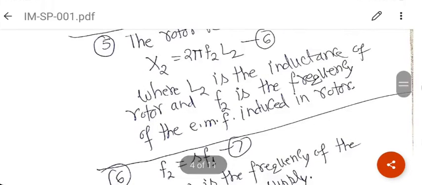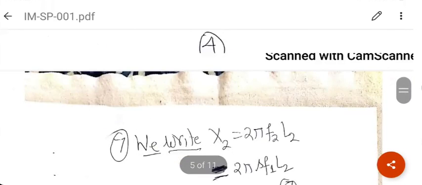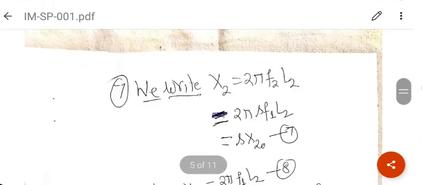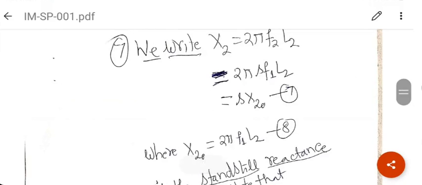So if you plug in this value of F2 in equation 7, back in equation 6, you get X2 as 2 pi F2 L2, which is 2 pi S F1 L2. And if I define 2 pi F1 L2 as rotor's reactance at standstill, that means at S equal to 1, then the reactance at any other speed or at any other slip is S multiplied by X2 naught. Of course, when slip is 1, then X2 equal to X2 naught.